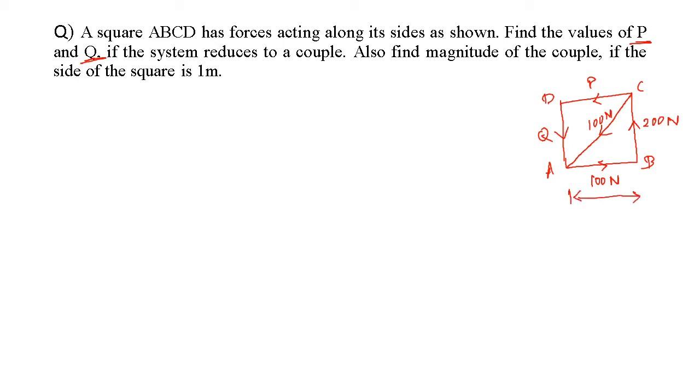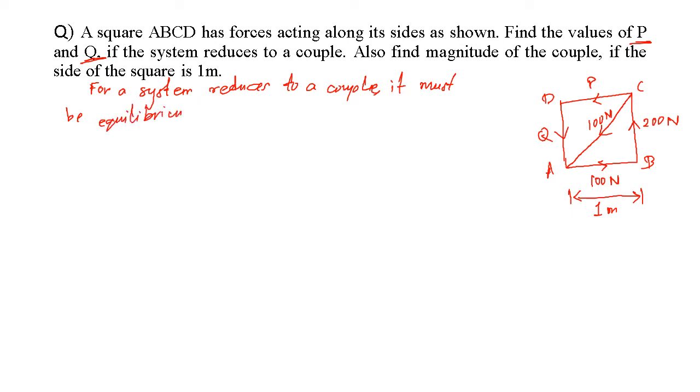स्क्वायर के हर साइड की लेंथ कितनी है, 1 मीटर. यहाँ पे लिख रहा हूँ, for a system reduces to a couple, it must be in equilibrium both horizontally and vertically.